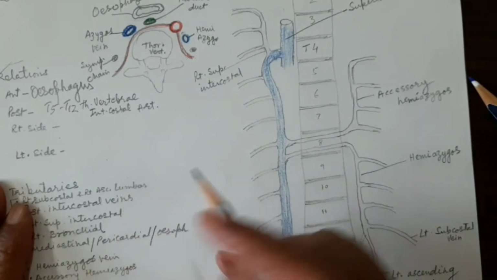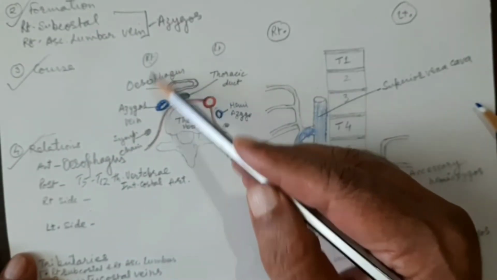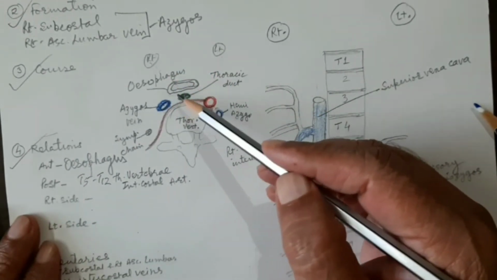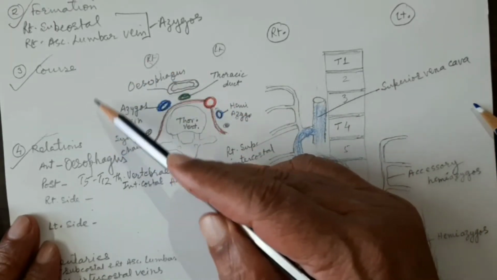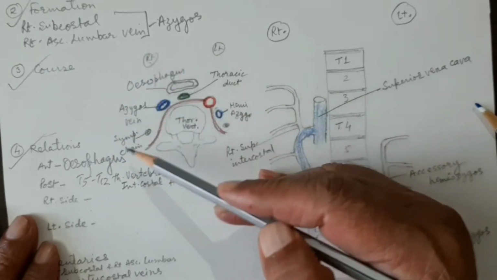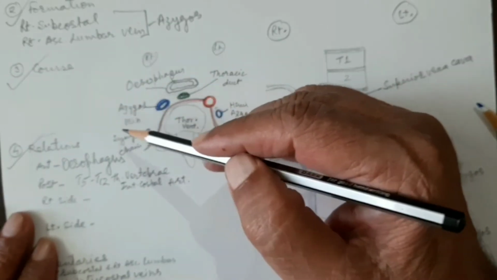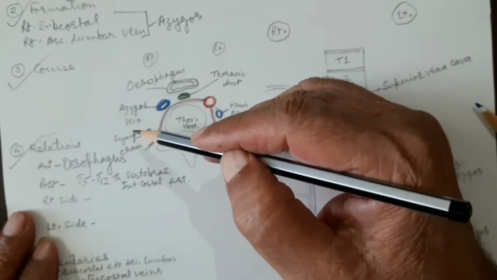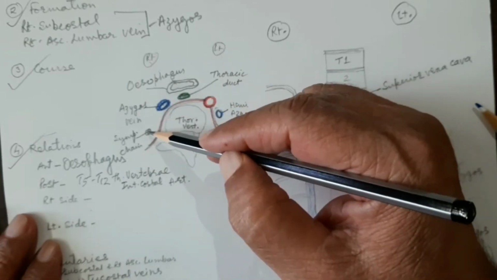Now, what lies on its right side? This is the right side and this is the left side. So what lies on the right side? What do you expect to be here? The lung is here, in the pleural cavity. So on the right side it is related to the right lung, right pleura and greater splanchnic nerve.